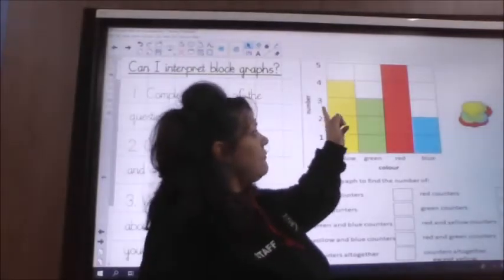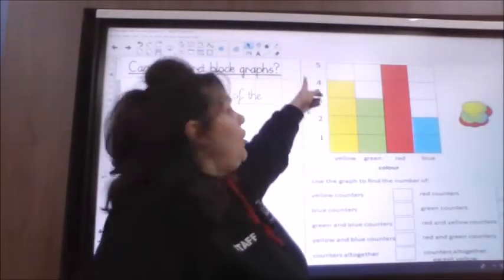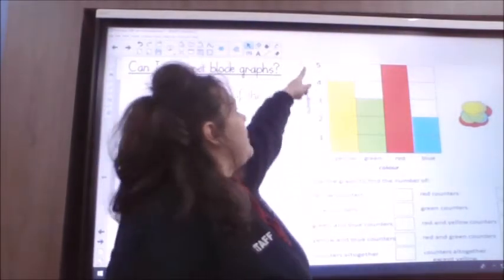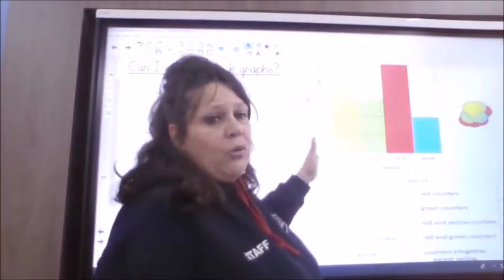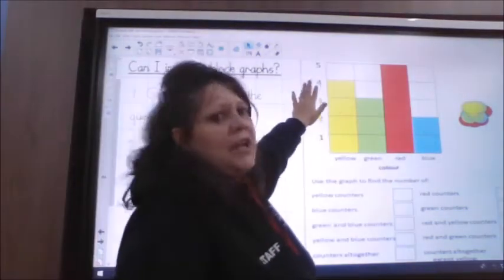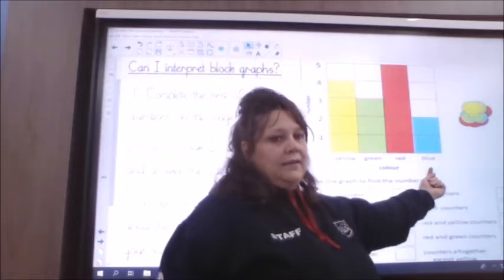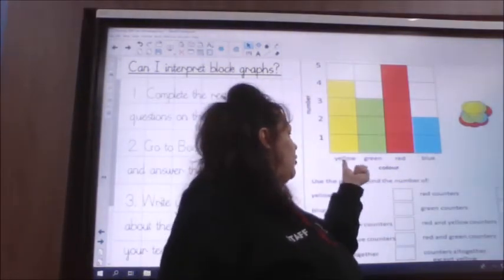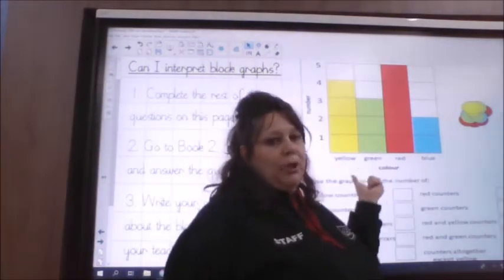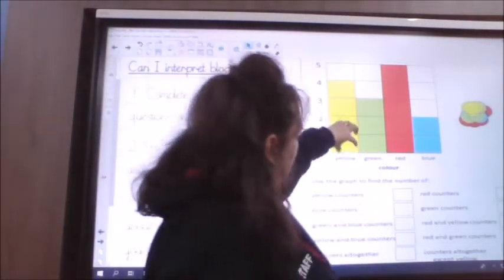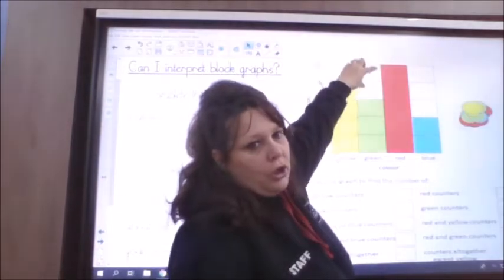So down here, on this part of the graph, which we call the y-axis, that tells you how many. So how many of each of those colours have we got? Along the x-axis, along this part, the bottom, it tells us the colour, and it's blocked out. That's why it's a block diagram, okay? Each of those represents one colour.